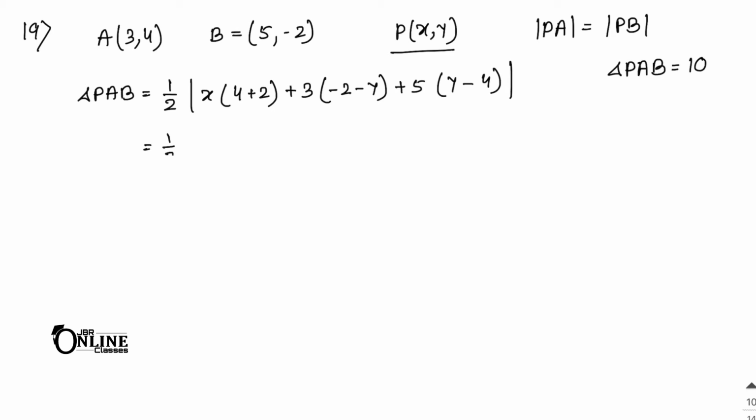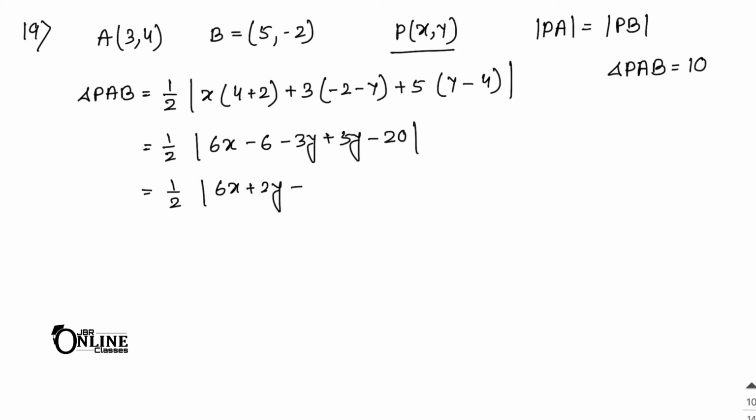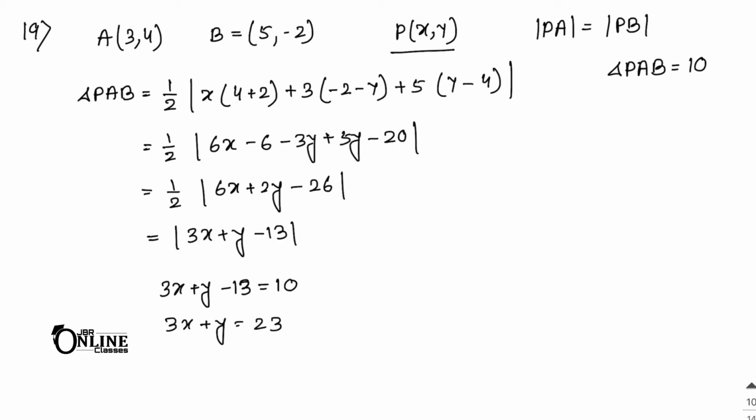So that will be half, then 6x, then minus 6 minus 3y plus 5y minus 20. So that equals half times (6x plus 2y minus 26). Now if you divide it by 2, it will be 3x plus y minus 13, and that definitely equals 10. So you can write 3x plus y minus 13 equals 10. So 3x plus y equals 23.